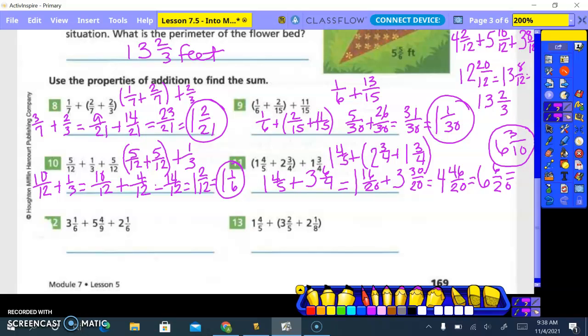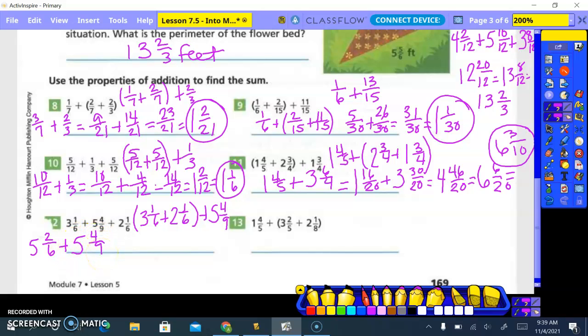Am I using commutative, associative, or both? Both, right? So what needs to go together? The 6, right? So parentheses 3 and 1/6 plus 2 and 1/6 into parentheses plus 5 and 4/9. So what is 3 and 1/6 plus 2 and 1/6? 5 and 2/6 plus 5 and 4/9.